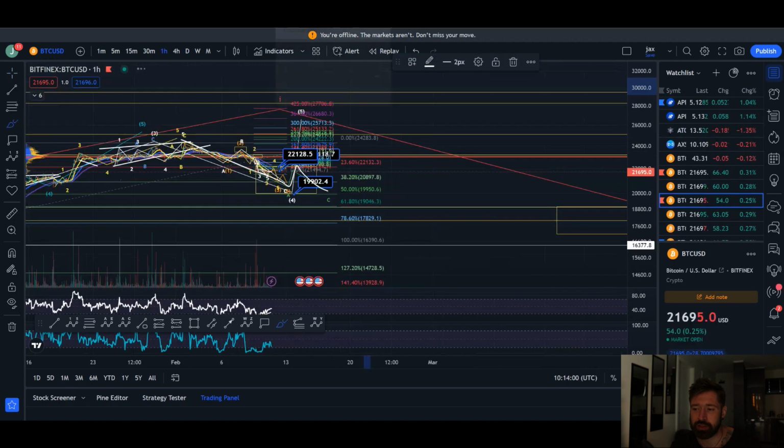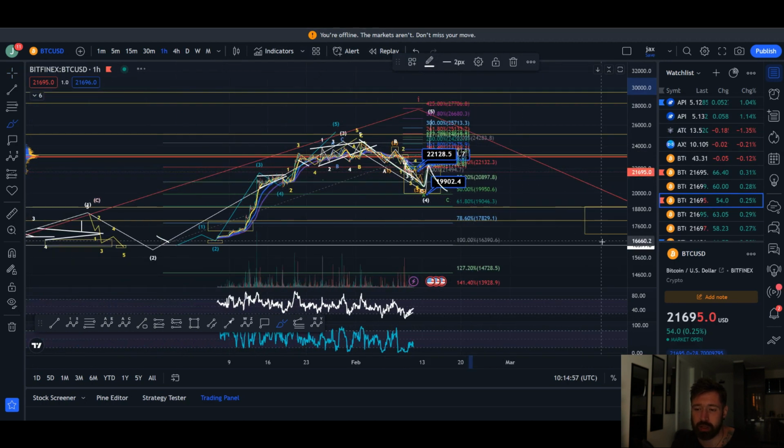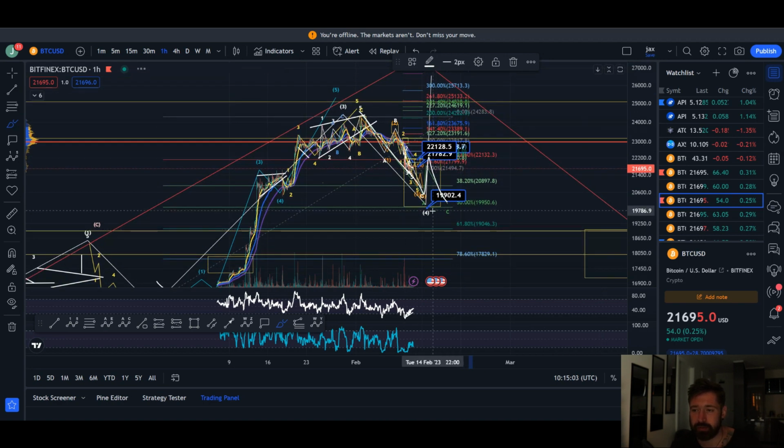I do think there is still a chance that this is a wave 4 and will push up to a higher high before coming down in a wave 2. But if we break 19.9, it would invalidate that.